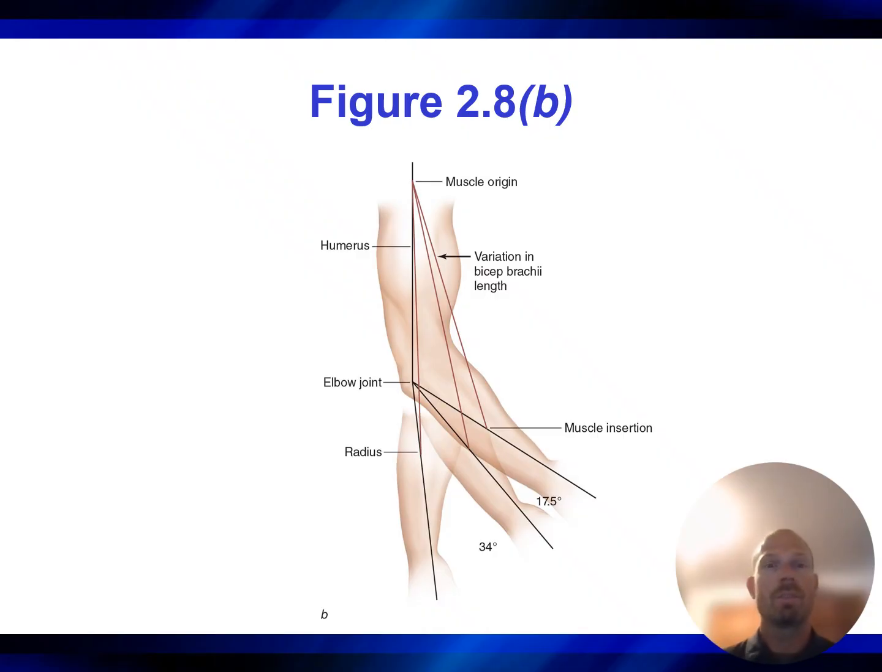Now look at the distal insertion further down the bone. For the exact same amount of muscle shortening, the joint rotates significantly less, 34 degrees to 17.5 degrees. It moves slower, but the mechanical leverage is far superior for grinding out heavy weights.